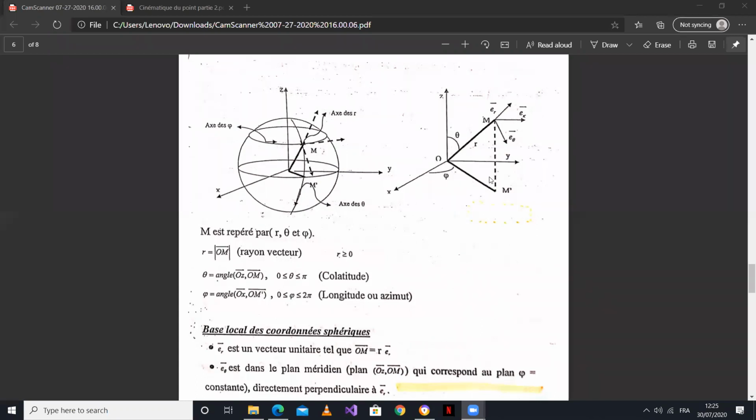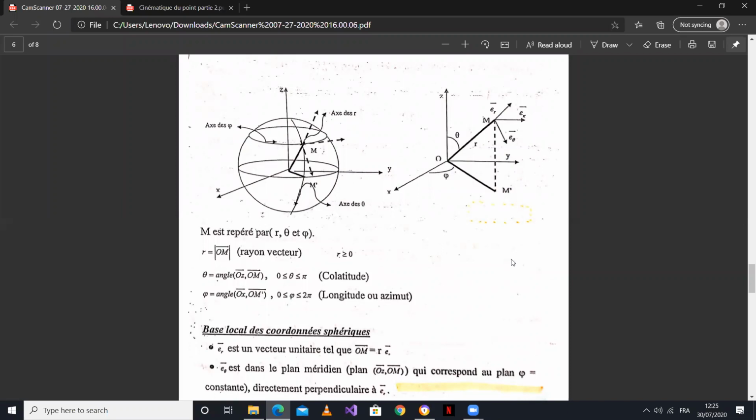Are there any questions so far about the coordinate spheric? Are there any questions? You guys are following, right? Yes. Yes. Okay. So I take it as there's no questions.